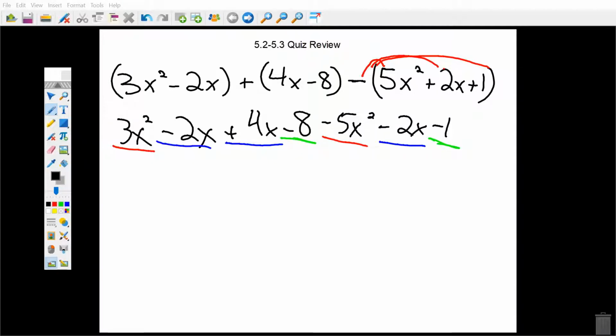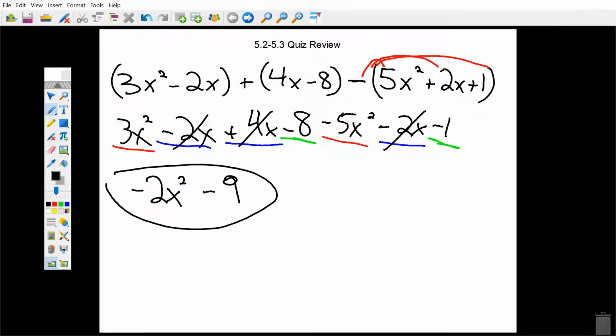3 minus 5 is negative 2x squared. Negative 2 plus 4 is positive 2, and 2 minus 2 is 0. So all the x's canceled out. And negative 8 minus 1 is negative 9. So the answer is negative 2x squared minus 9. If you got that, give yourself a quick pat on the back.